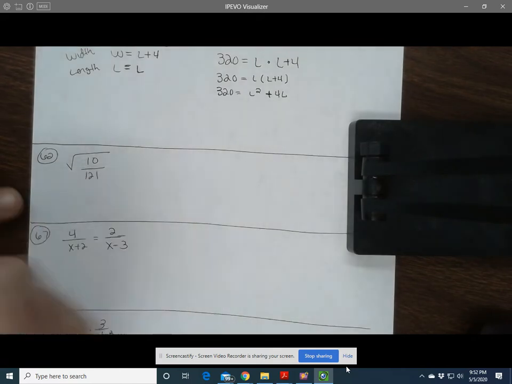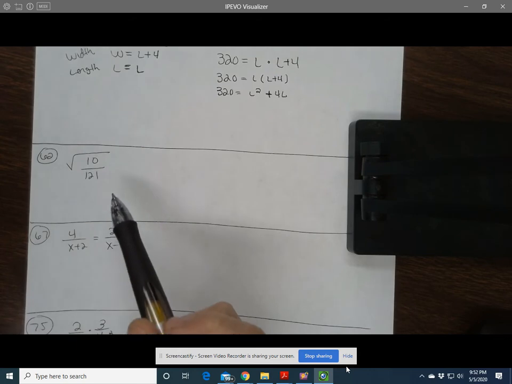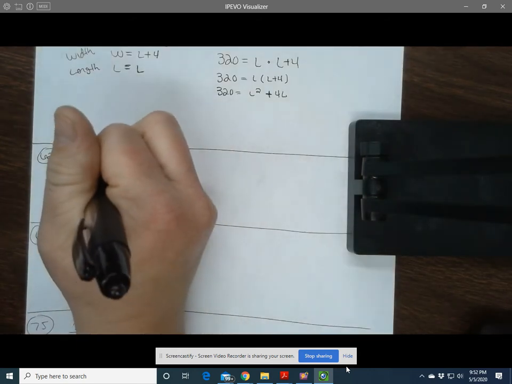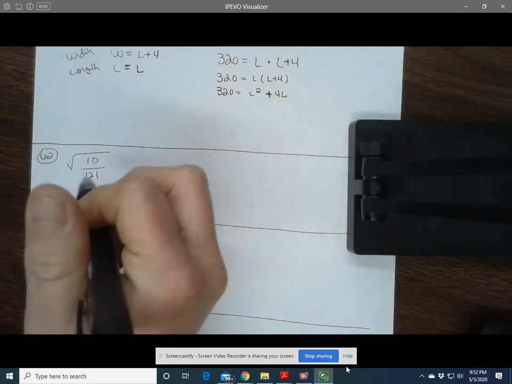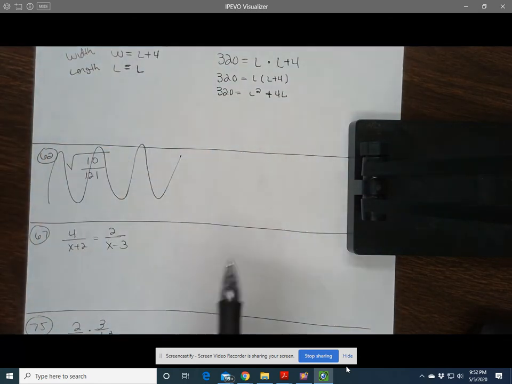All right, for 62. Remember, you're just going to pull out the perfect squares of those. So if you pull out the perfect square, oh wait, that one should not be on there. Whoops, 62 is one that's going to be eliminated too. I'm sorry, because that 10 is not a perfect square.